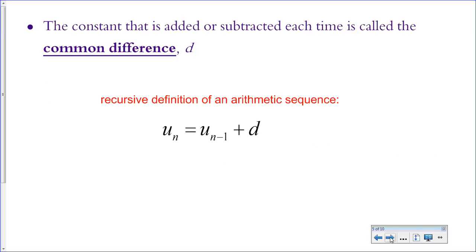So the constant that is added or subtracted each time is called the common difference. You heard me say it, but here you should define it. And the variable that we use for that in the formula is typically d. And in the formula booklet, you'll see that they use d for common difference. So the recursive definition in just formula form is u sub n equals u sub n minus 1 plus d. And of course, if d is negative, then you can just write that as minus d. So d is the common difference, and the recursive definition is pretty easy to come up with, but it's also not that useful because it requires you to know the previous term to get the next term.